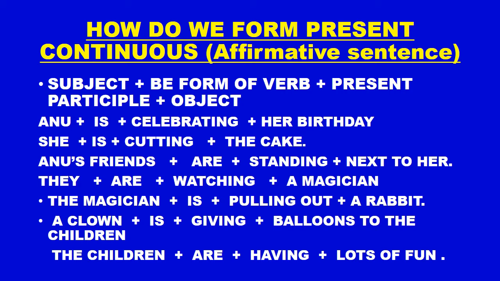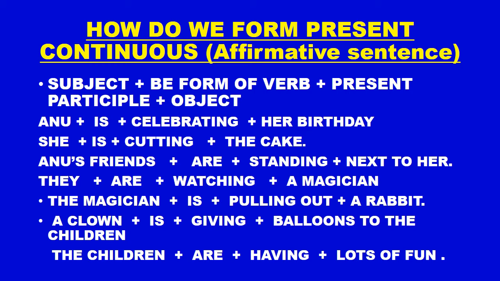Next is she is cutting the cake. She is the subject, is is the be form of the verb, cutting is the present participle form of the verb, and the cake is an object. I hope you've understood. So now I'll be repeating these sentences again.